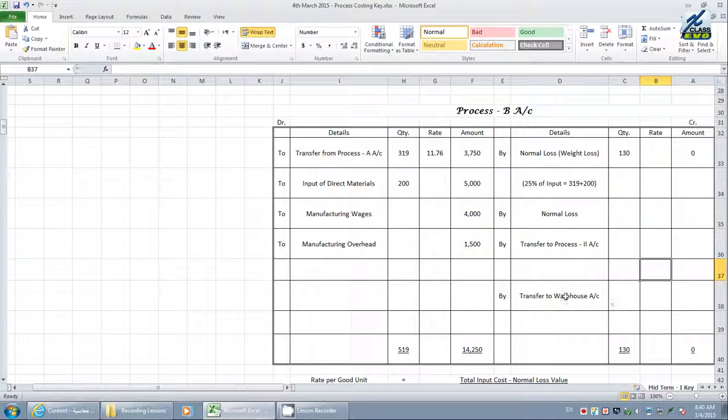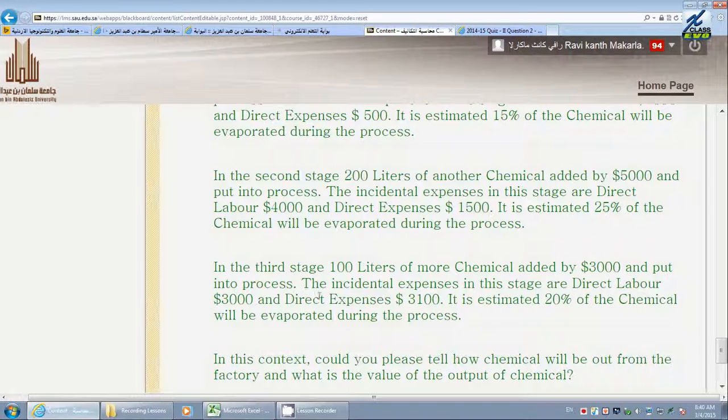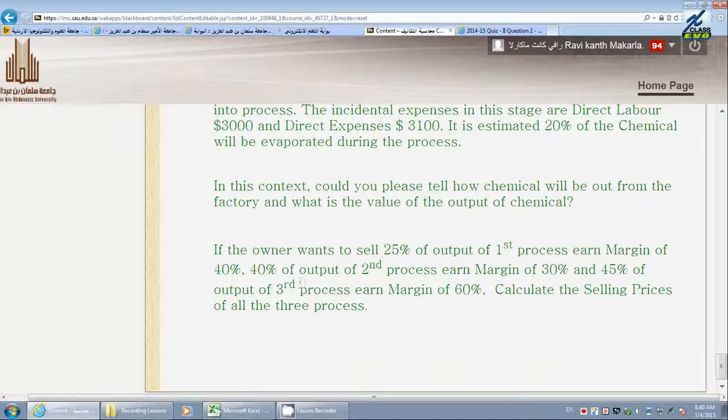Next, what is the condition here? How much he wants to sell? Let us see here very clearly. 40% of the output is being transferred to the, how much? Third process. How much is being transferred? 40% of the output. No, 1 second. 40% of the output to earn a margin of 30%.